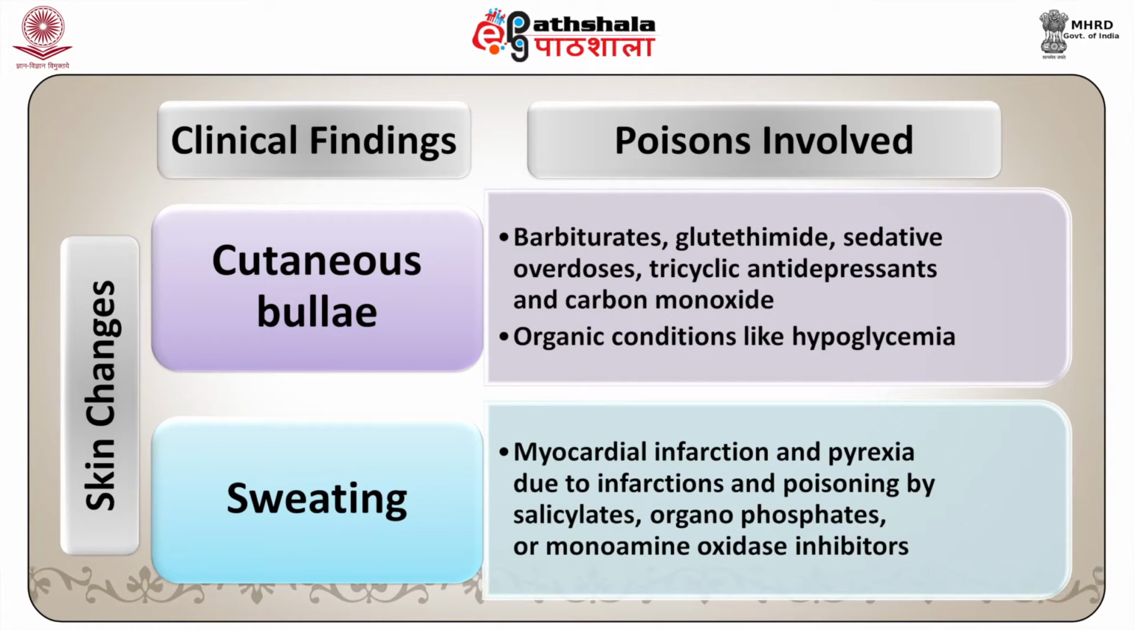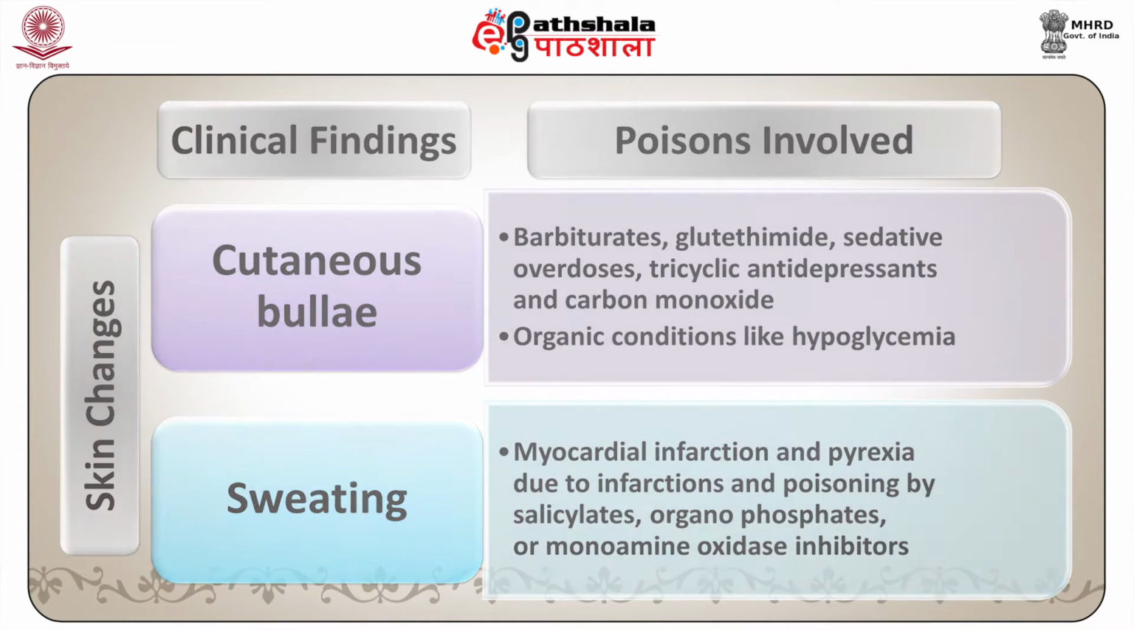Next is the skin changes. Cutaneous bullae are caused by the poisoning of barbiturates, glutethimide, sedative overdoses, tricyclic antidepressants and carbon monoxide also. Also caused by the organic conditions like hypoglycemia, and in case of sweating, it is due to the myocardial infarction or better known as MI also, and pyrexia due to infarctions and poisoning by salicylate, organophosphates or monoamine oxidase inhibitors.